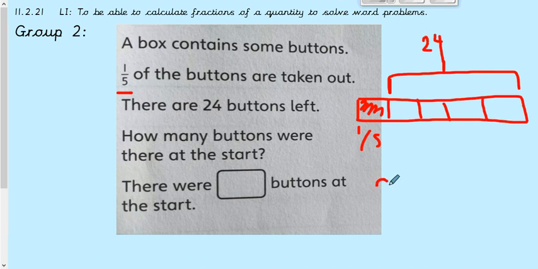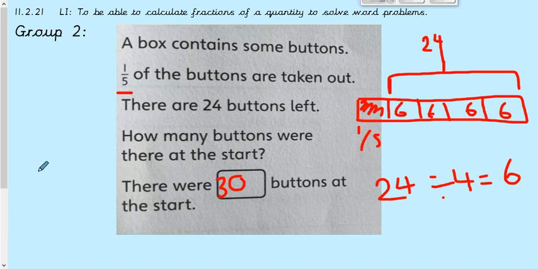So then to work out what an individual part would be, you'd have to divide 24 by 4, which is 6. So each of these parts is worth 6. So if it says how many buttons were there to start with, you would then do 6 times 5, which is 30. So just by drawing the fraction strip, that hopefully should have helped.